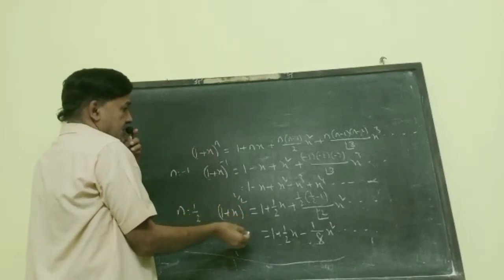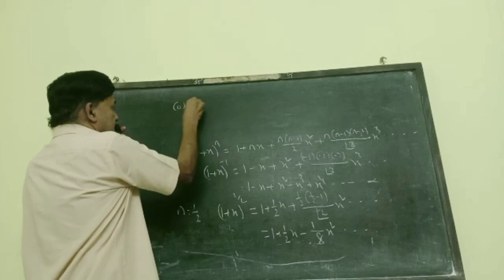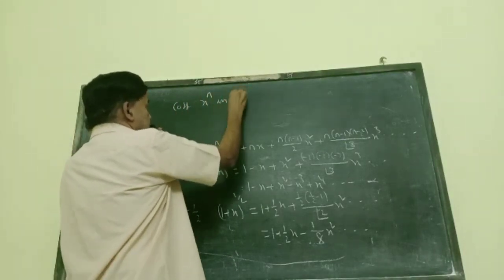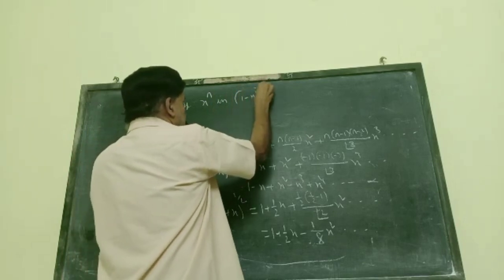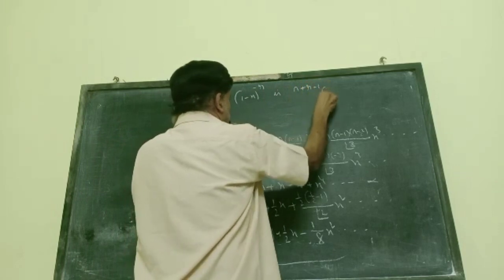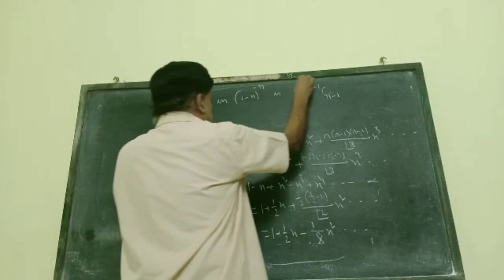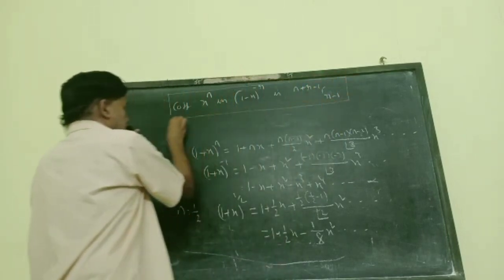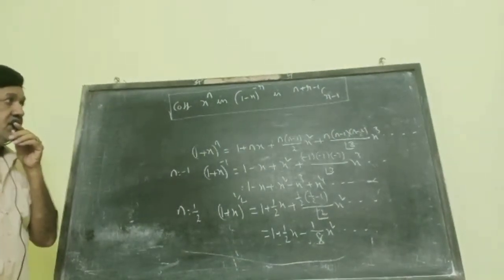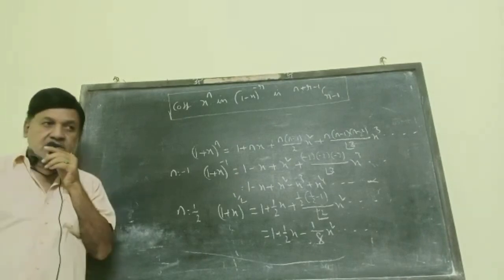See, in this connection, you are also supposed to remember one important result. Coefficient of x to the power of n in (1 - x)^-r is (n + r - 1)C(r - 1). So this is a useful result for us. Just remember this result: coefficient of x power n in (1 - x)^-r is (n + r - 1)C(r - 1).